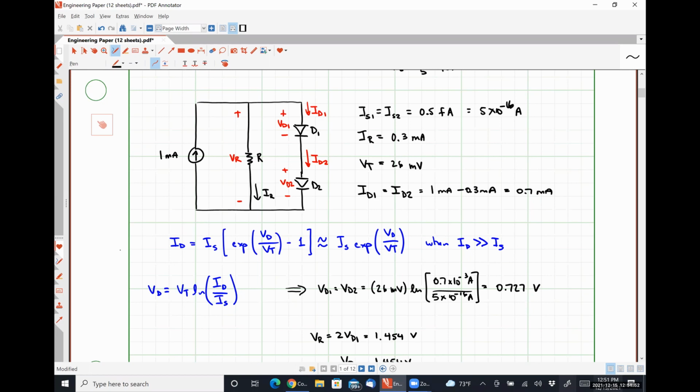Exactly right. If we had two different saturation currents, the voltage drop over diode 1 would be dependent on the saturation current of diode 1. The voltage drop over diode 2 would be dependent on the saturation current of diode 2. But both diodes would still have to carry the same diode current ID because they're connected in series. That's just good old Kirchhoff's current law. Two things in series have to carry the same current.